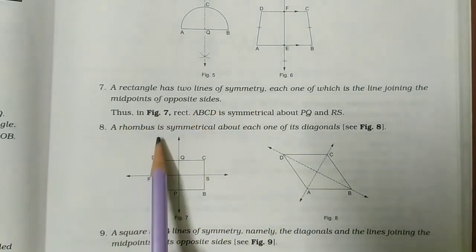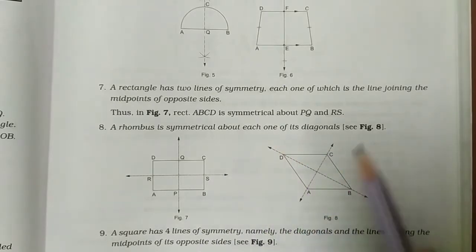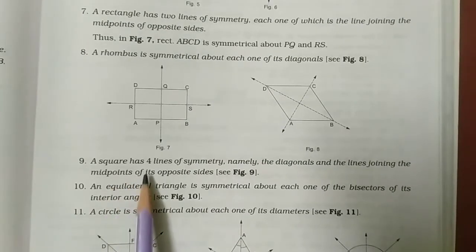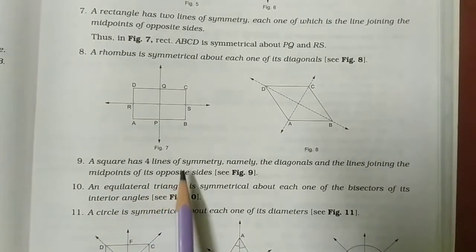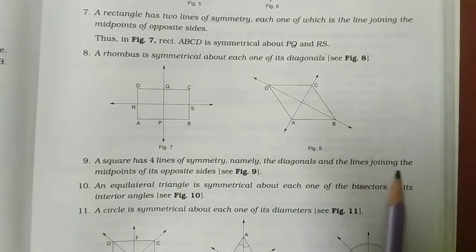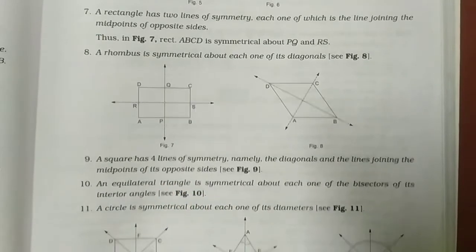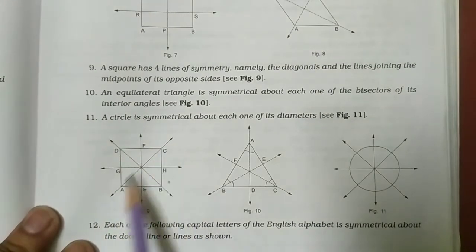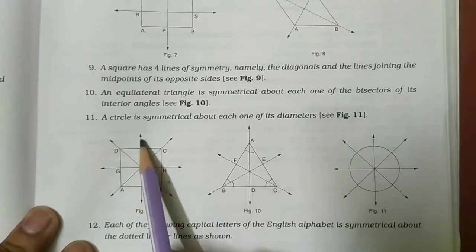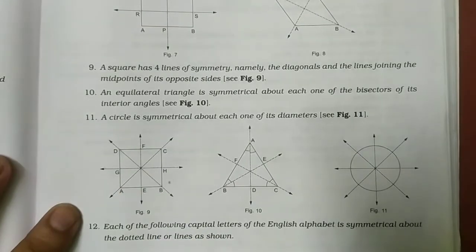A rhombus is symmetrical about each one of its diagonals. So a rhombus has two lines of symmetry. A square has four lines of symmetry, namely the diagonals and the lines joining the midpoints of its opposite sides. This is the square. These two diagonals are lines of symmetry, and so are the lines joining the midpoints. So a square has four lines of symmetry.